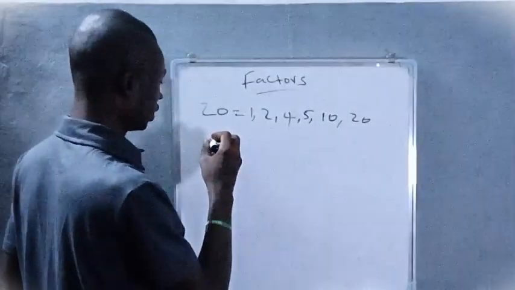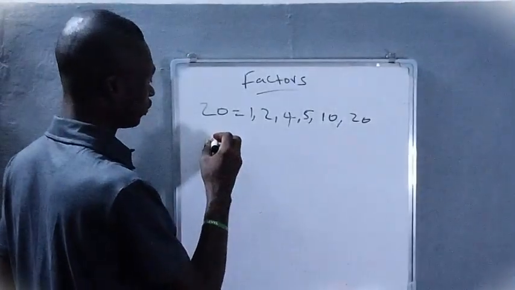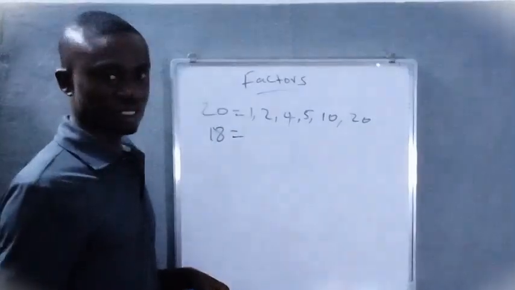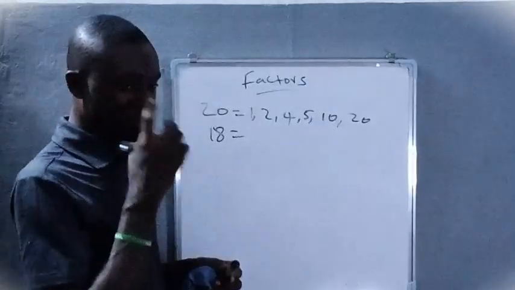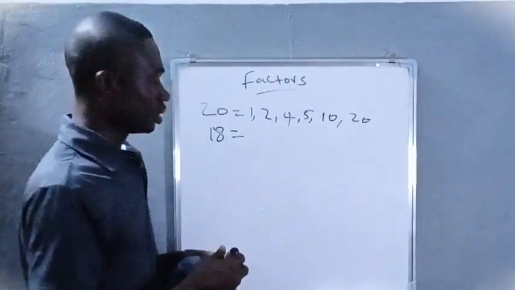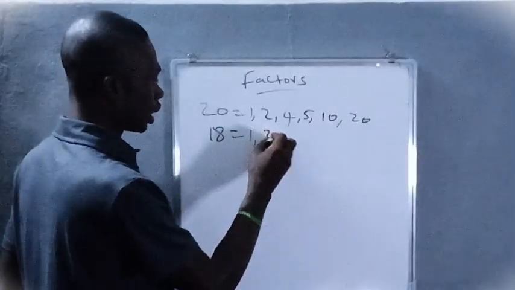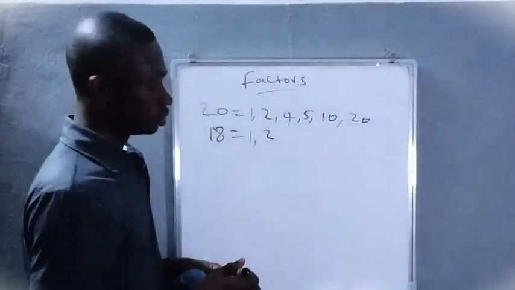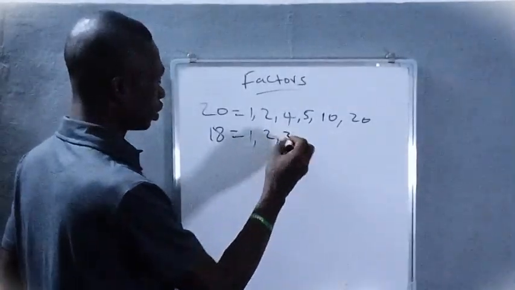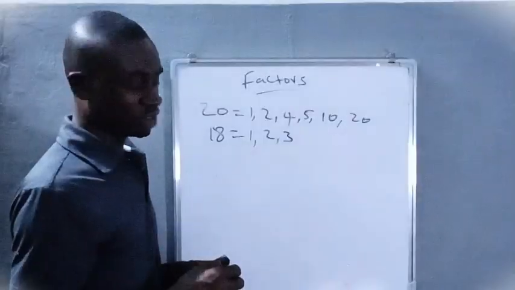So let's say you are looking for factors of 18. What are the factors of 18? We are looking for numbers that can divide into 18 without a remainder. You can divide 18 by 2 and it gives you 9. You can also divide 18 by 3, and 18 divided by 3 gives you 6.